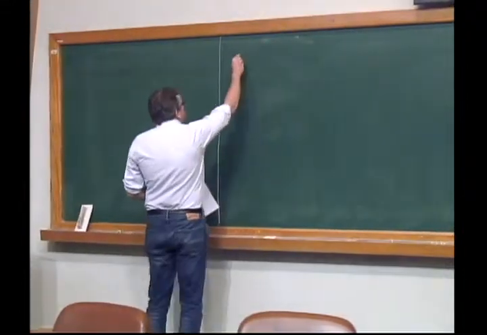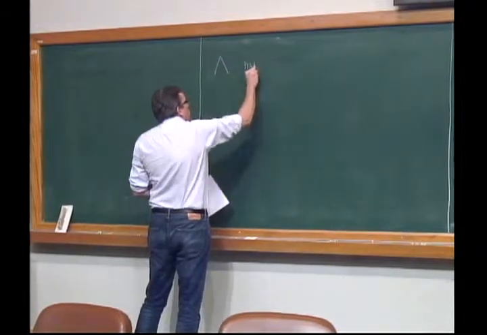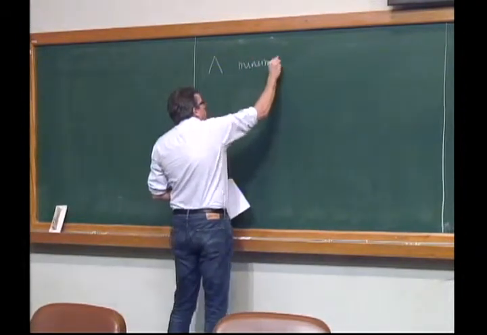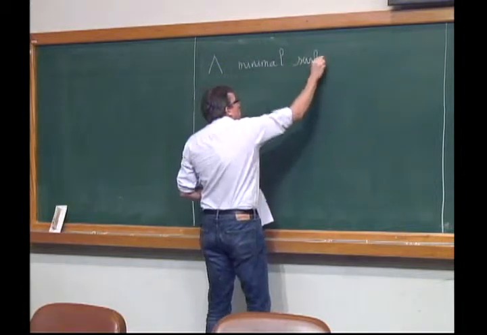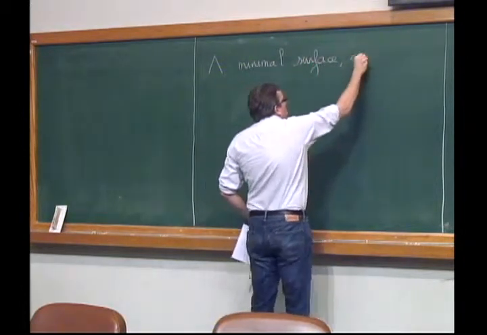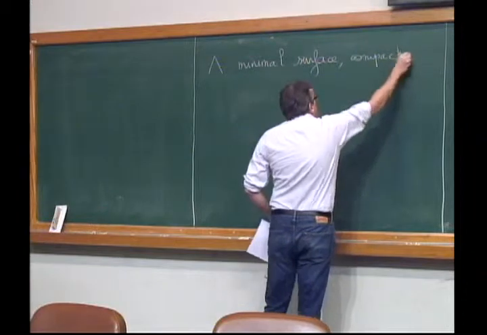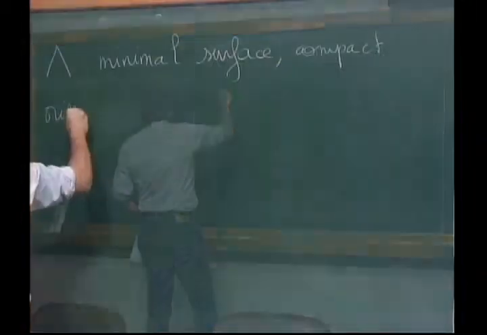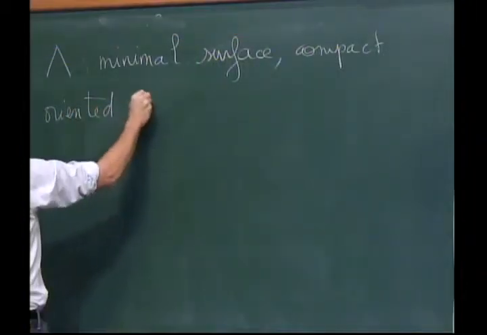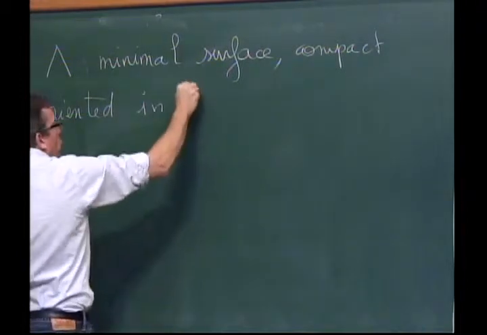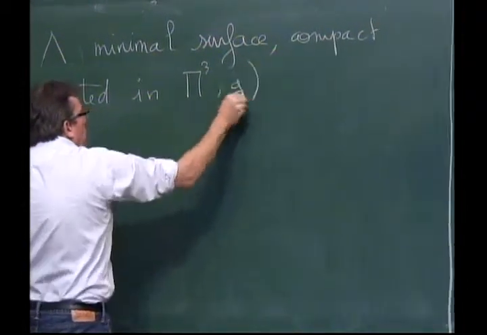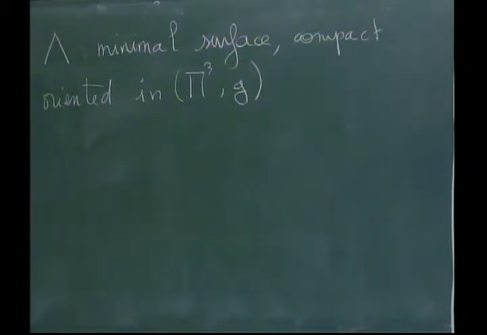You start with lambda, which is a minimal surface, compact, oriented, and embedded in a 3-manifold. And the general idea is roughly the following. I'm not very good at drawing pictures, but I imagine that this is lambda in the manifold.